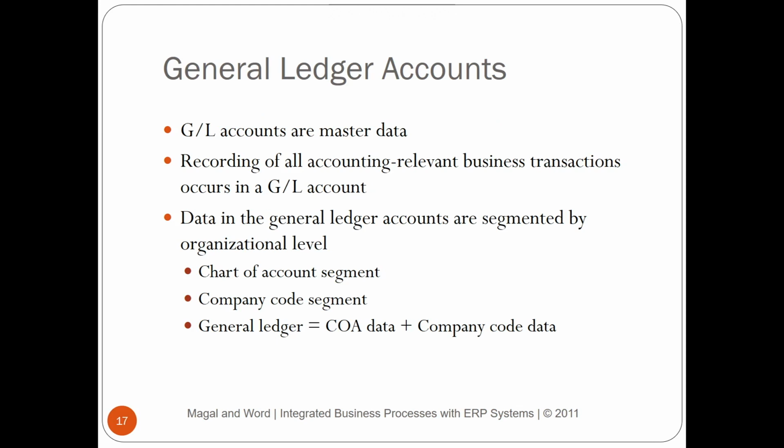Accounts in the general ledger are defined based on the selected COA. The general ledger is an instantiation of a COA for a particular company and can include some or all of the accounts in the COA. Like most master data, the data in general ledger accounts are segmented by organizational level.